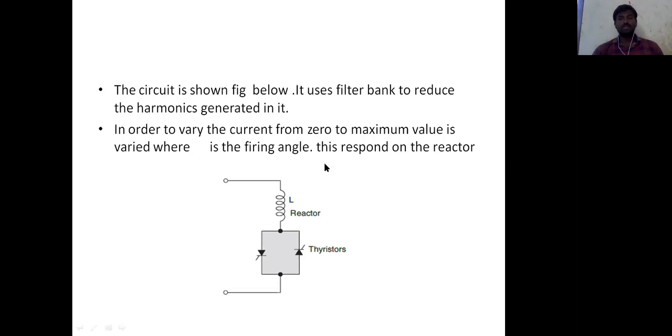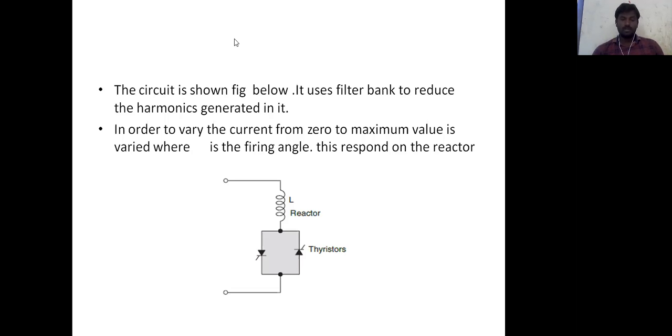So this is the same circuit as the thyristor switched capacitor. The thyristor controlled reactor will absorb the reactive power, and the thyristor switched capacitor generates the reactive power. Here the filter banks are used to reduce the harmonics generated in order to vary the current from zero to maximum value, where alpha is the firing angle, and it responds on the reactor.